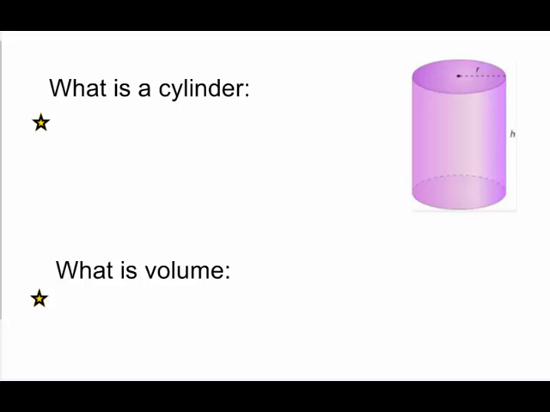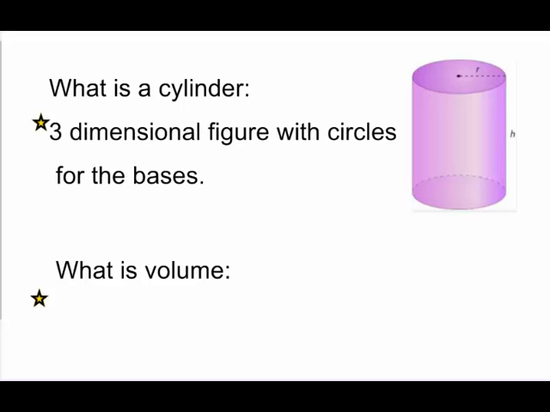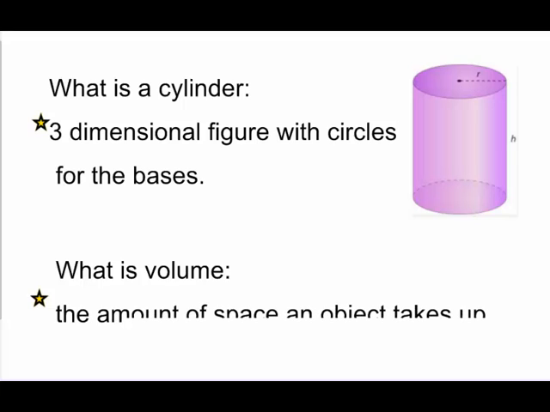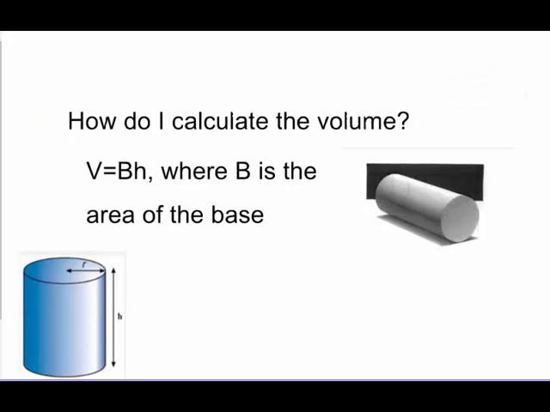What is a cylinder? A cylinder is a three-dimensional figure with circles for the bases. What is volume? The volume is the amount of space that an object takes up. How do I calculate the volume?